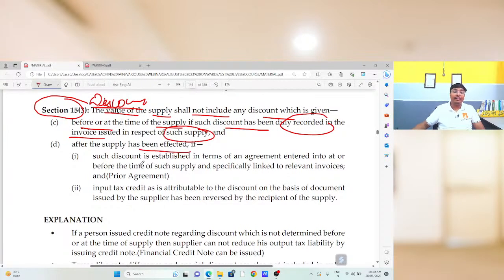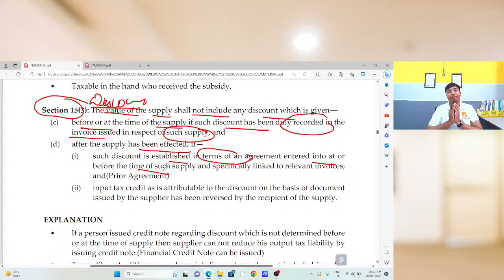After the supply has been affected, such discount is established in terms of an agreement entered into at or before the time of such supply. Suppose at the time of making the supply, there is a specific agreement that if Mr. X is going to make sale of a particular quantity, say 10,000 units, we are going to provide a discount of 10%. When Mr. X sells 10,000 units, we provide a discount of 10% due to the terms which have already been decided at the time of supply or before the supply, and that discount will be treated as your trade discount. For that discount, we can do the adjustment of GST.